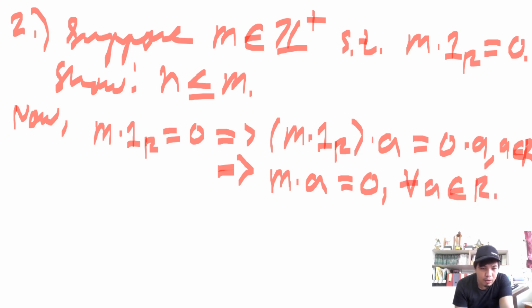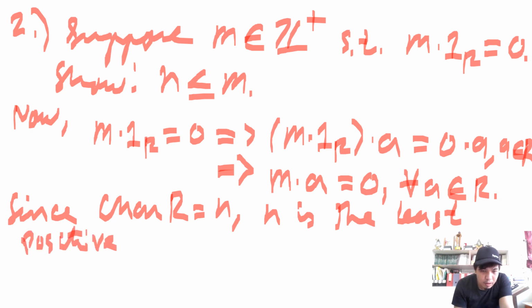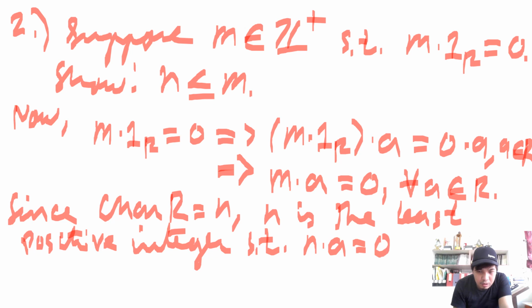If you can recall, by definition of n being the characteristic of R, n is the least positive integer such that n times a equals 0 for all a in R. But this one here is actually contradictory.